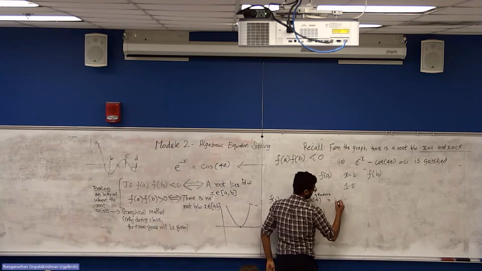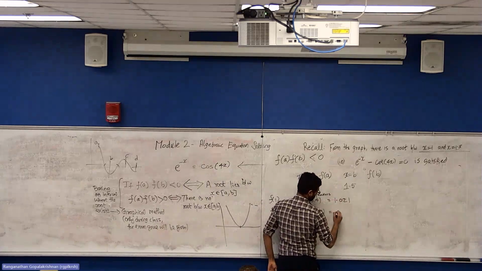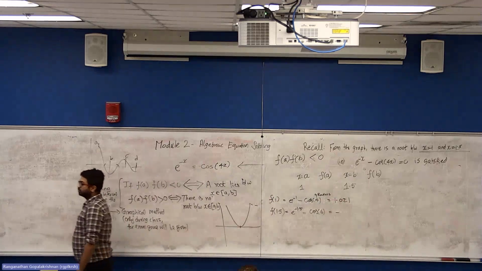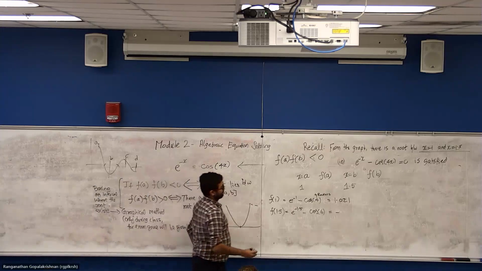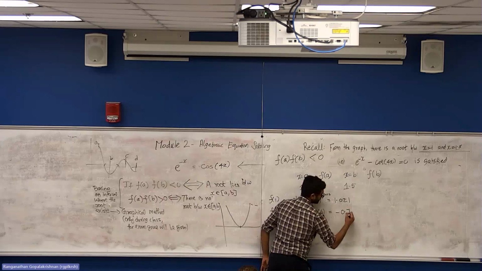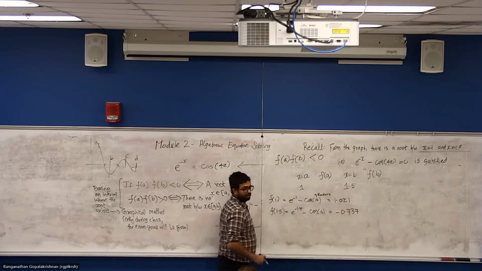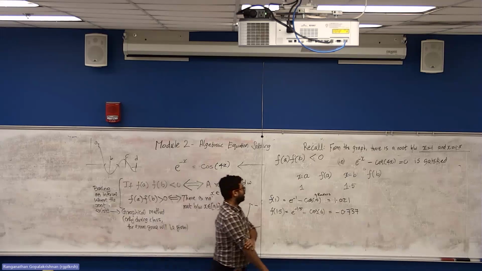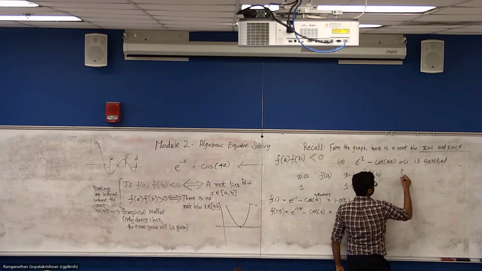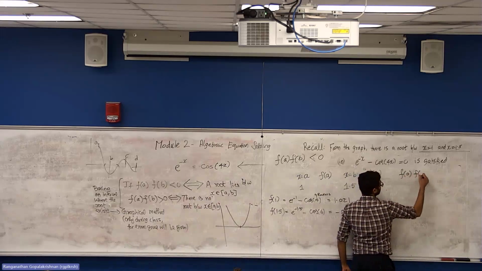I'm getting 1.021 and this is negative 0.737. Can you confirm, please? Okay, good. So the first thing you have to check is f of A times f of B.